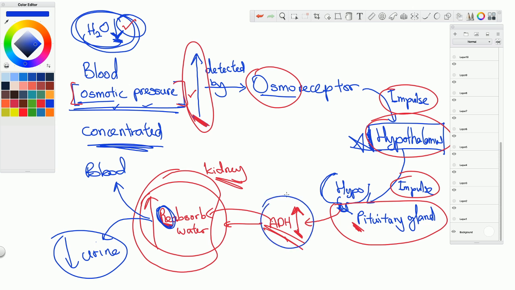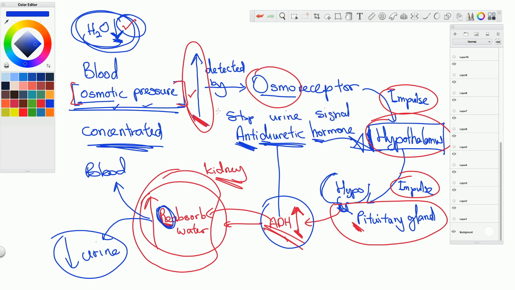Okay, I put it this way here. Actually, ADH stands for anti-diuretic hormone. D and the H is hormone. So anti means stop, against. Diuretic is urine. Hormone is just a chemical signal. So this signal is to stop urine formation.